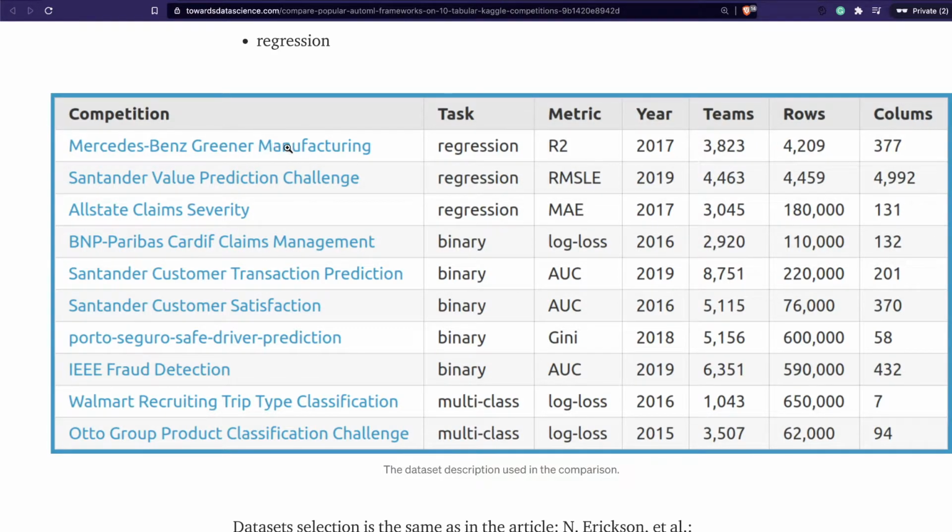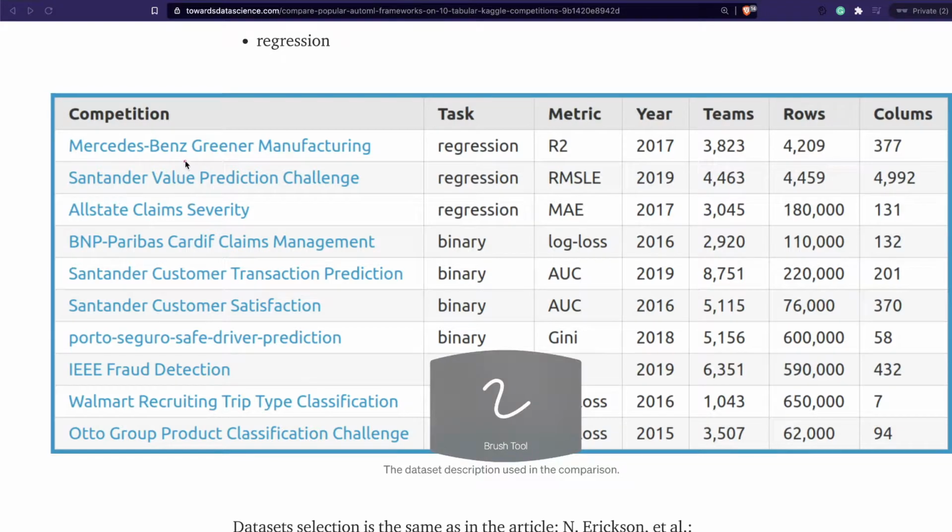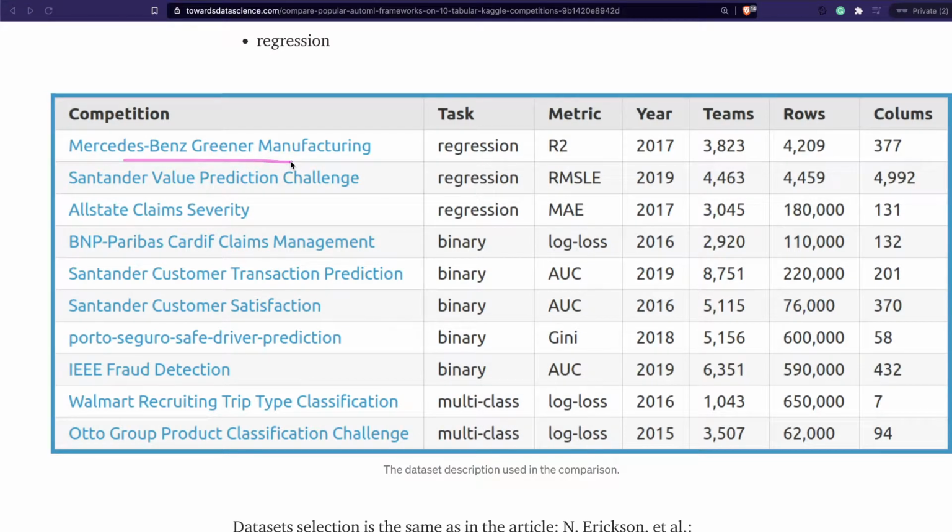So the Mercedes-Benz competition. You can see there is Mercedes-Benz manufacturing, and the task is regression. And then the Santander value prediction challenge, and the task is regression. Allstate claims severity, task is regression. And you have got a bunch of binary tasks, which are single binary classification. And then you have got multi-class classification, Walmart recruiting and the Otto Group product classification challenge. And you can also see the metrics that are used for evaluation of these competitions.